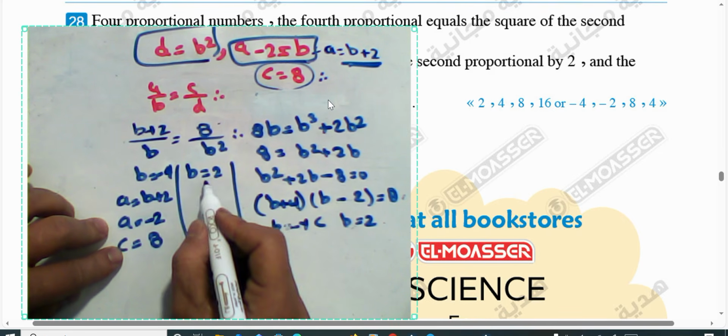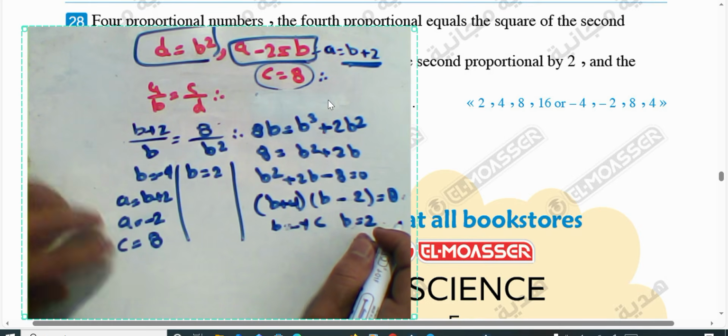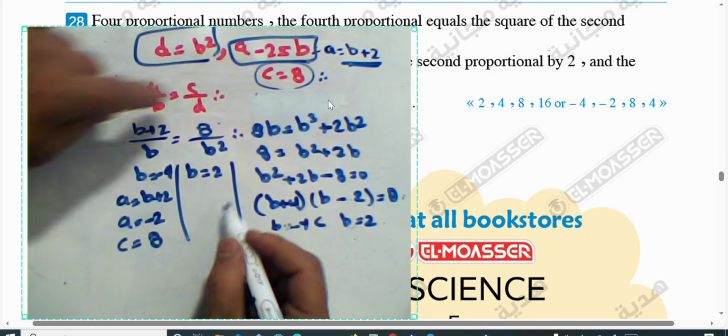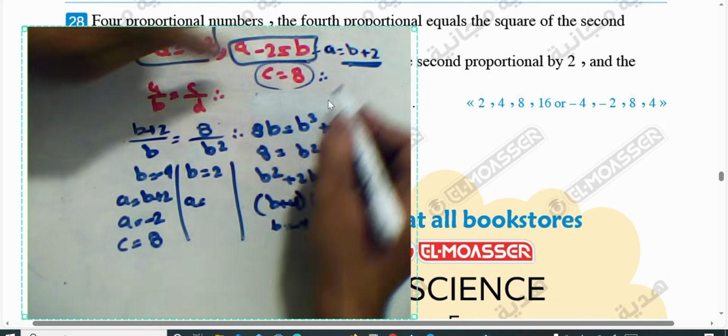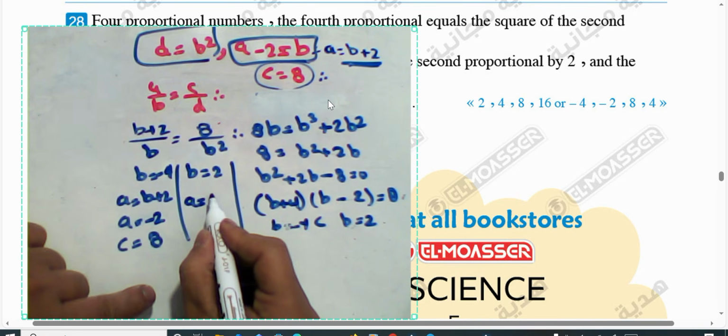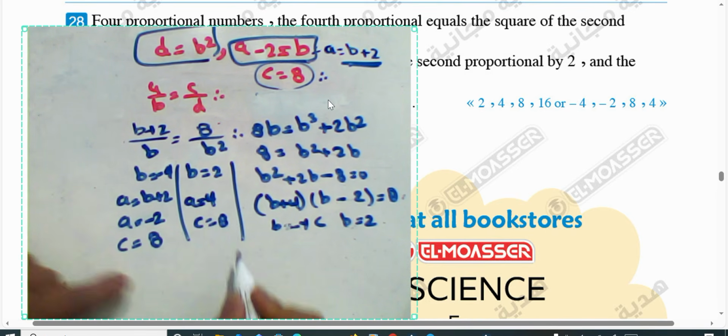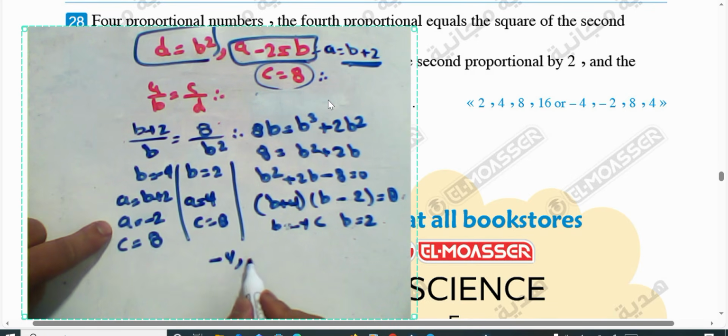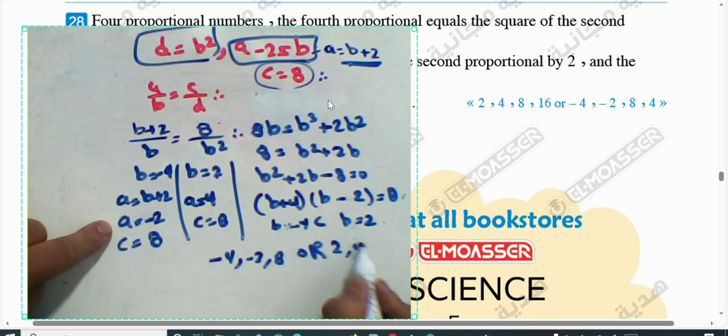And if B was equal to 2, we have C equal 8. We can find the value of A here. A equals B plus 2. 2 plus 2 equals 4, and C will be 8. Then the numbers will be negative 4 and negative 2 and 8, or 2, 4 and 8.